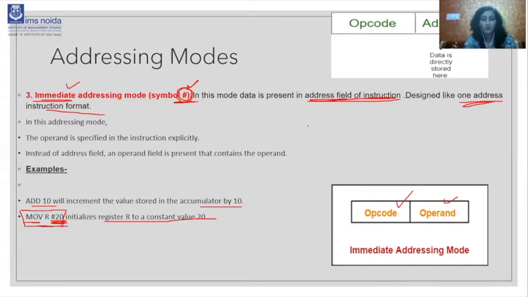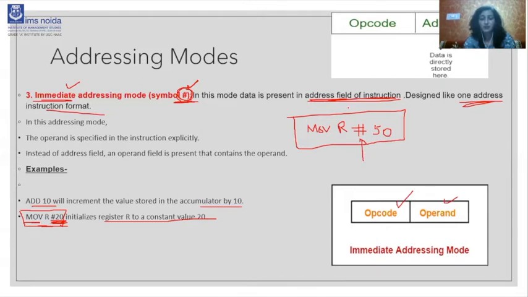For example, if I write MOV R #50, what does this instruction say? First we have to check which type of addressing mode this is. This is the immediate addressing mode. Why? Because of the hash symbol, so it is immediate addressing mode, right?